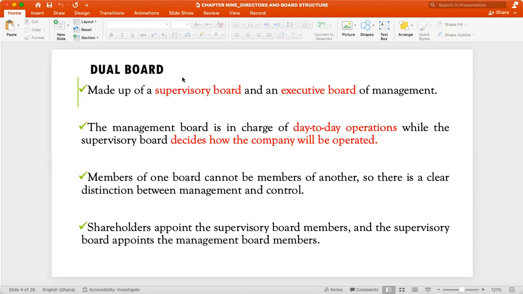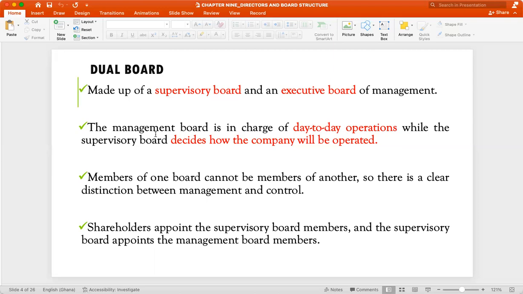So in the dual board, you have two boards. One of the boards is a supervisory board, like we know the role of boards to be. Then we have the executive board of management. So look at the distinction. The management board is in charge of the day-to-day operations, whilst the supervisory board decides how the company will be operated. So the management board is, as we know it, the management team in organizations.